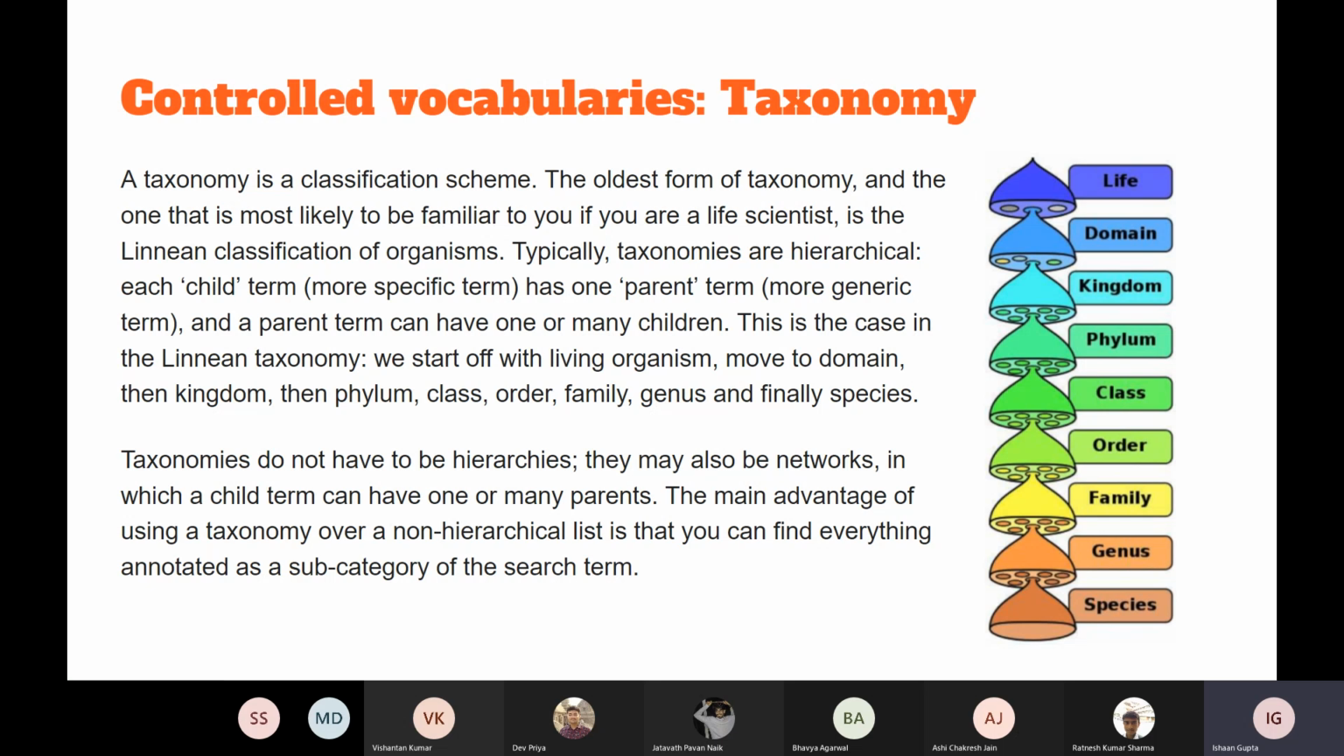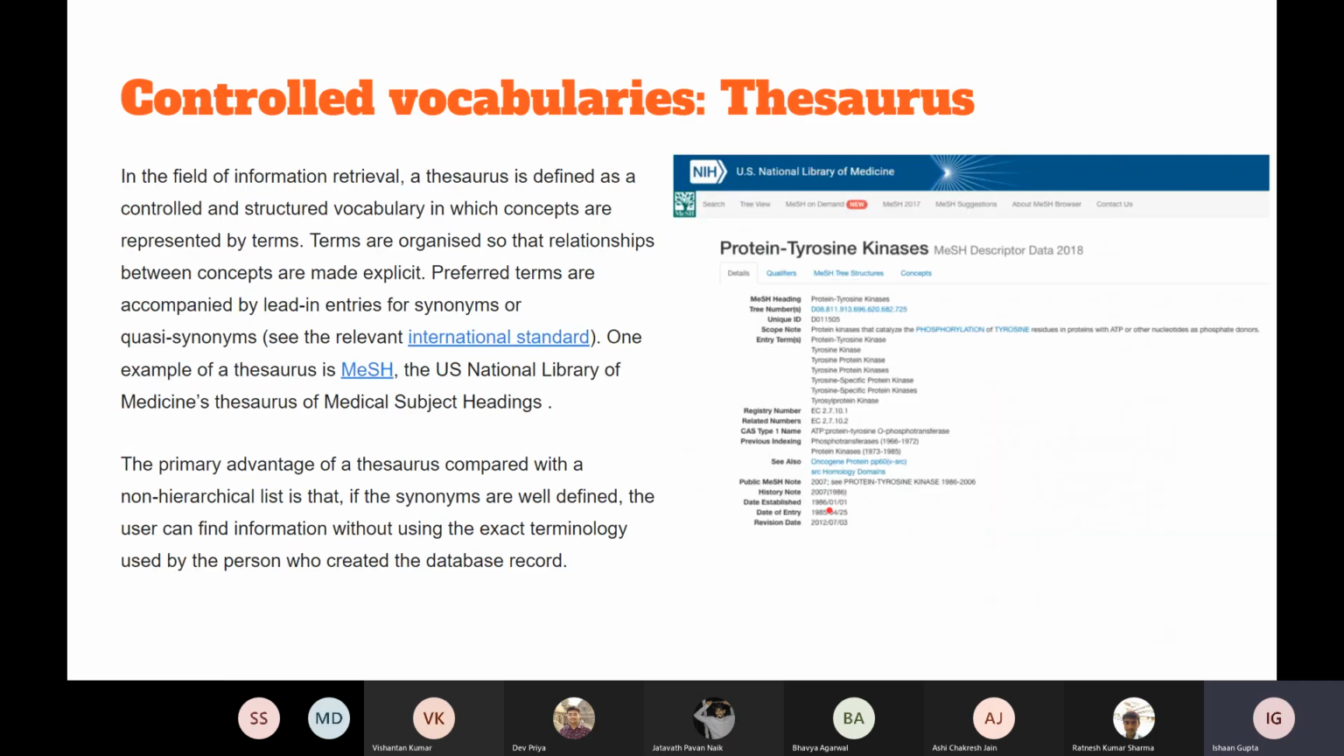All right, so controlled vocabularies can also form hierarchical lists, and these controlled vocabularies, which are organized in hierarchical lists, are called taxonomies. Taxonomies are one of the oldest forms of a classification system. A child is a more specific term, and a parent is a more generic term. This is showing you a taxonomy of the order of life: life, domain, kingdom, phylum, class, order, family, genus, and species. Just like that, you can have taxonomies which are not hierarchies, but which are networks. One such example is your GO ontology.